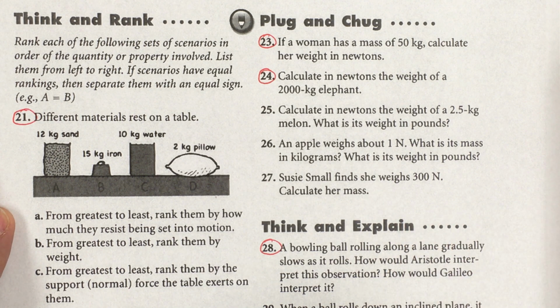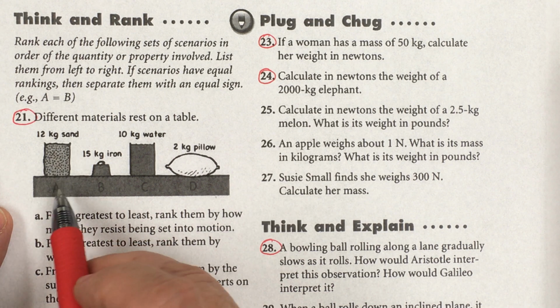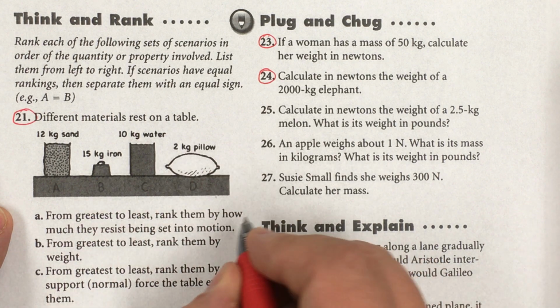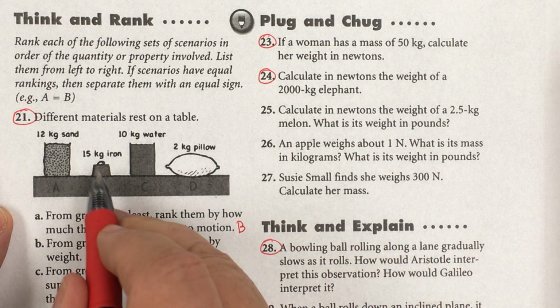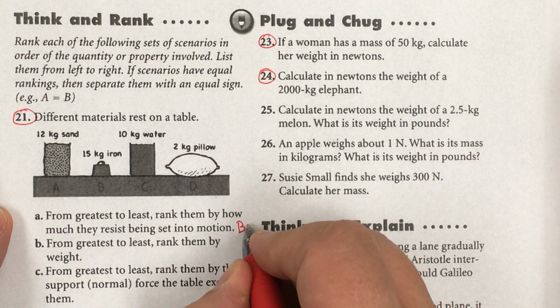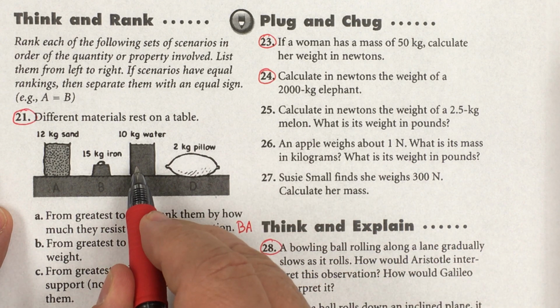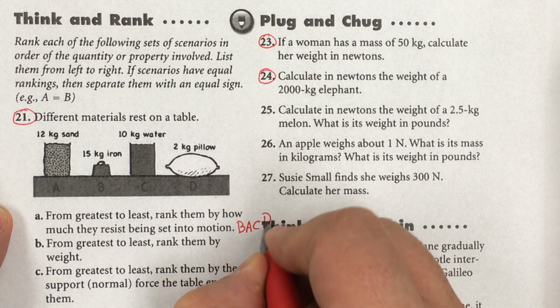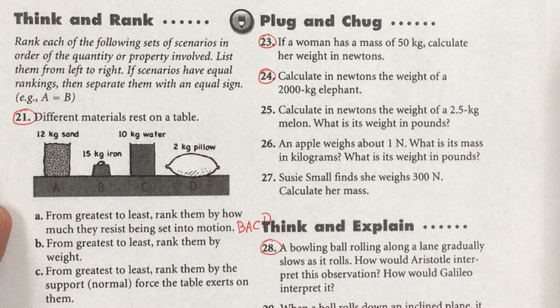All right, so if you're wanting the most resistant, it would be the ones with the most mass. So we're looking here, the most mass would be 15 kilograms of iron. That's B. Then 12 is next, that's A. Then 10 is next, that's C. And then the last is D for 2. BACD.